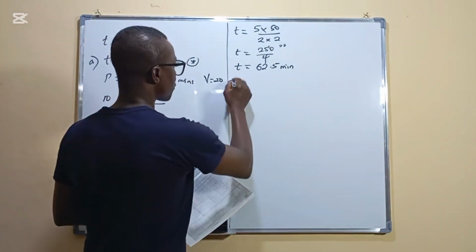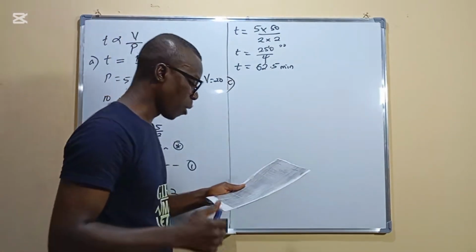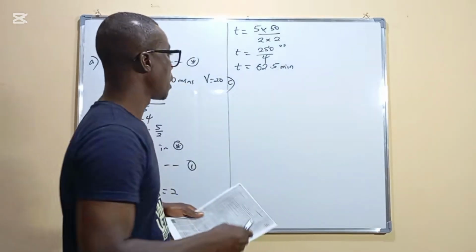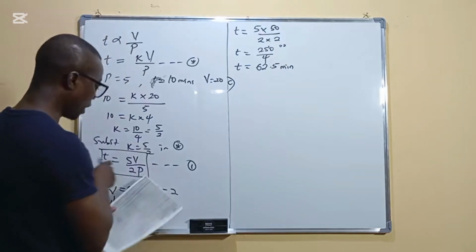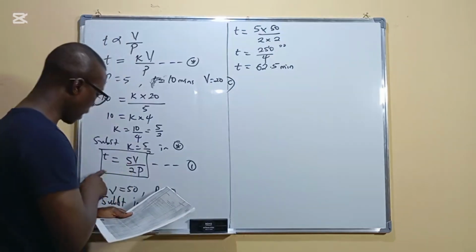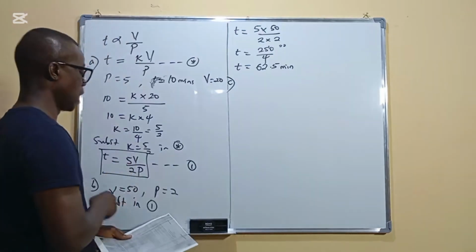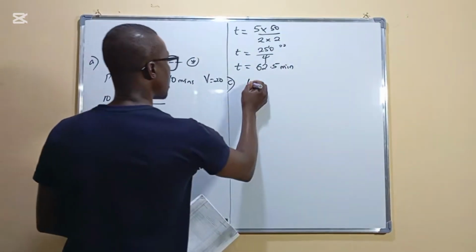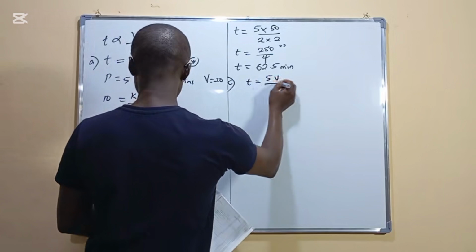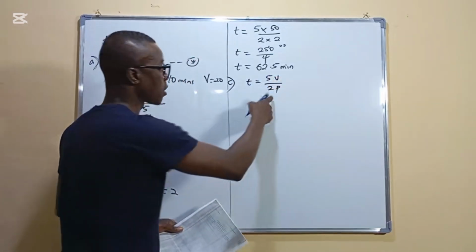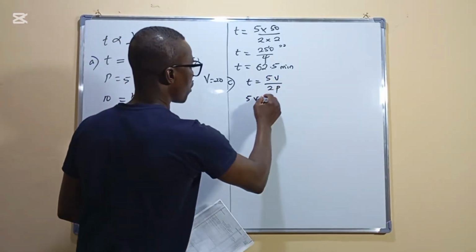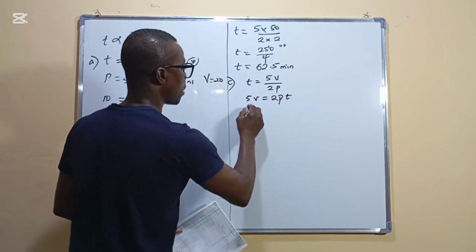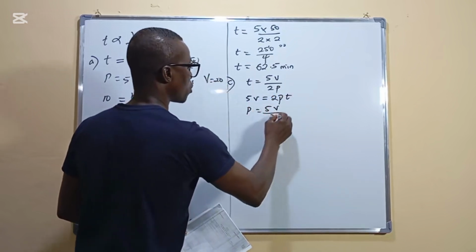So for the C part, we have the number of pumps required to fuel 40 vehicles in 20 minutes. In this case, we have been given the number of vehicles and the time, so we are told to find P. To make it easier, I can simply make P the subject of the formula. I have T equal to 5V over 2P. Once I cross multiply, I'll have 5V equal to 2PT, and that makes P equal to 5V over 2T.